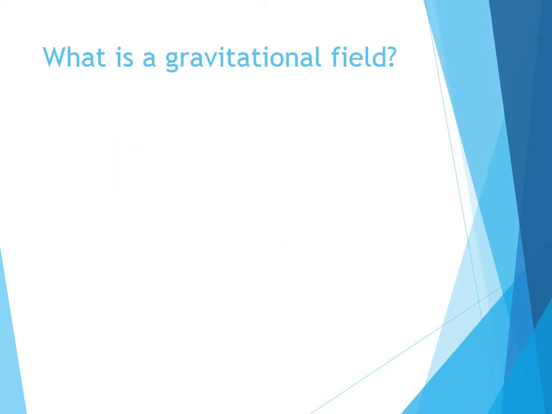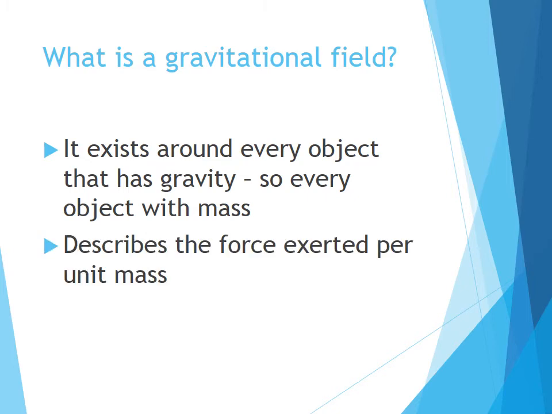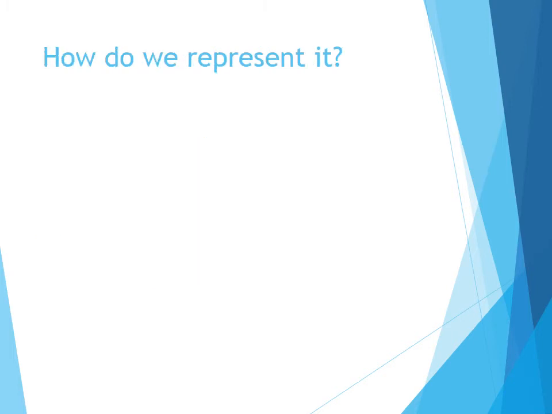So, what is a gravitational field? Because it's a gravitational field, it has to do with the force due to gravity, which is caused by things with mass. So every object that has mass has a gravitational field: the Earth, the Moon, the Sun, Jupiter, me, and you. And it describes the gravitational force exerted per unit mass. We'll get to that more later.